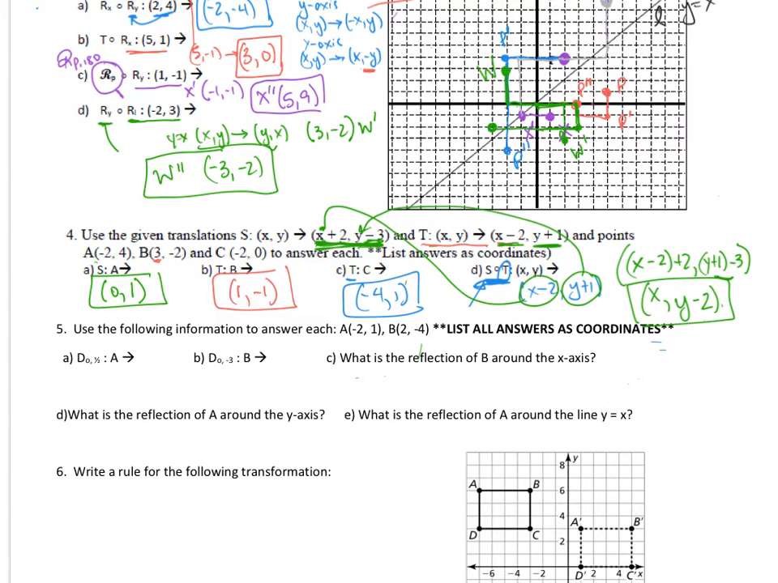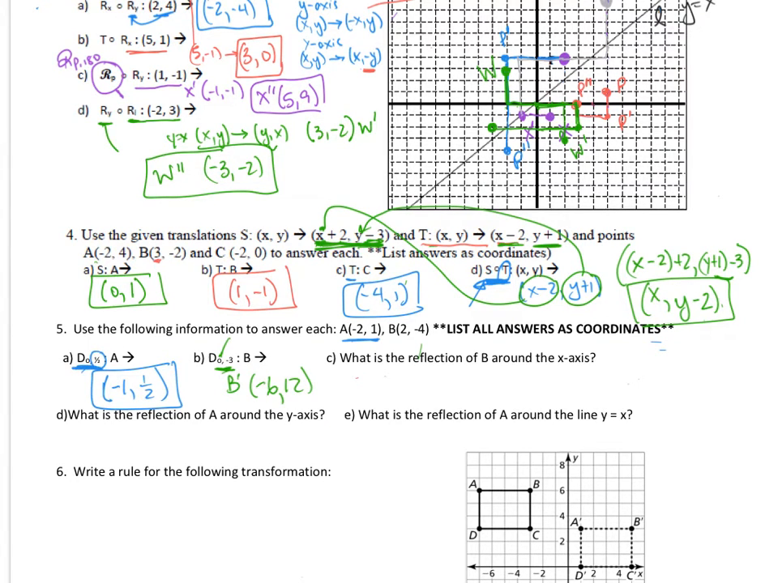Okay, moving on to number 5. For number 5, these are dilations about the origin. A ends up being, we can just multiply it by our scale factor of 1/2. So A ends up being negative 2 times 1/2 is negative 1, and then 1 times 1/2 is 1/2. That's my new coordinate. For B, the dilation is negative 3. The negative tells us we're going to go in the opposite direction from the origin. So here I could just multiply them to get my B prime point. So B ends up being negative 3 times 2 is negative 6, and negative 3 times negative 4 is 12.